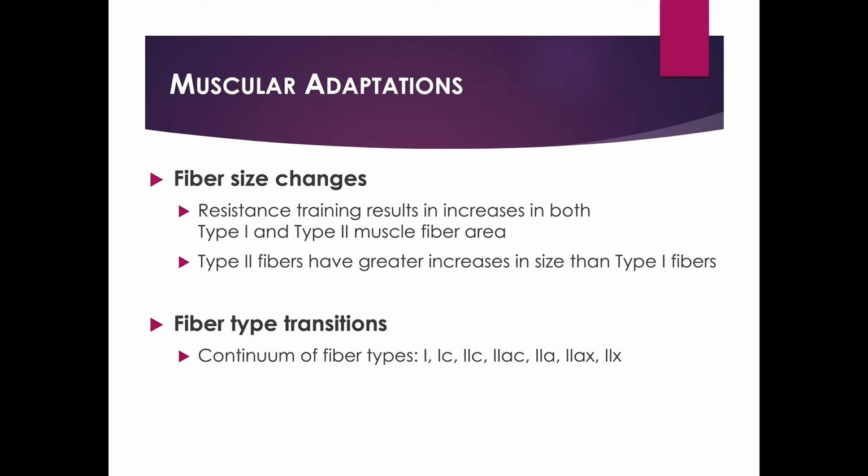We always say type 1, type 2A, and type 2X. But there's always these other continuums between them as well. Those are the three main fiber types: 1, 2A, and 2X. But then you have these other little branches off a little bit as well. But you always go in that order. You never skip over. Remember that. You never go from like 1 to 2X. You go in the sequential order right there.